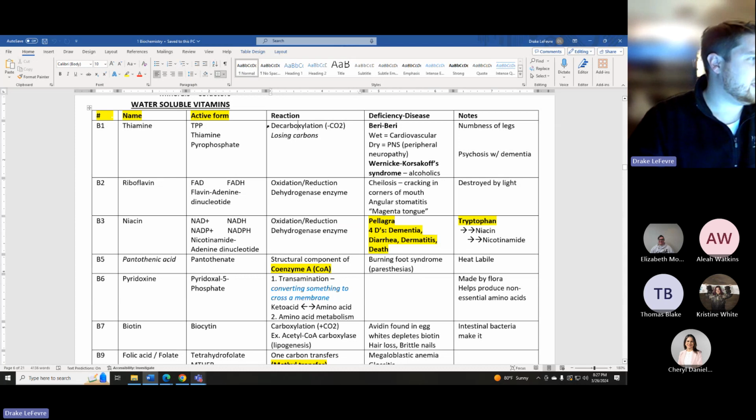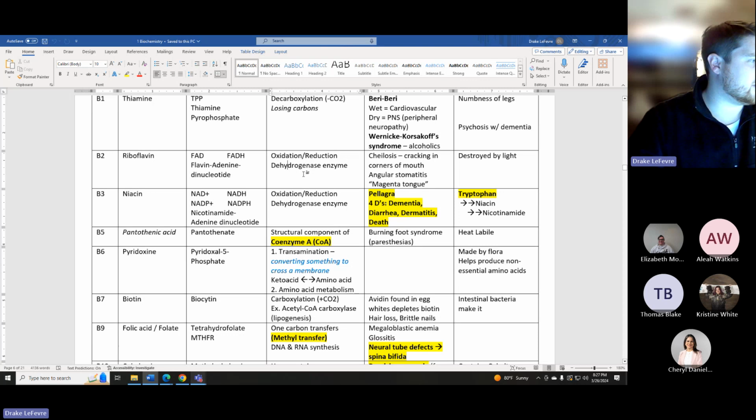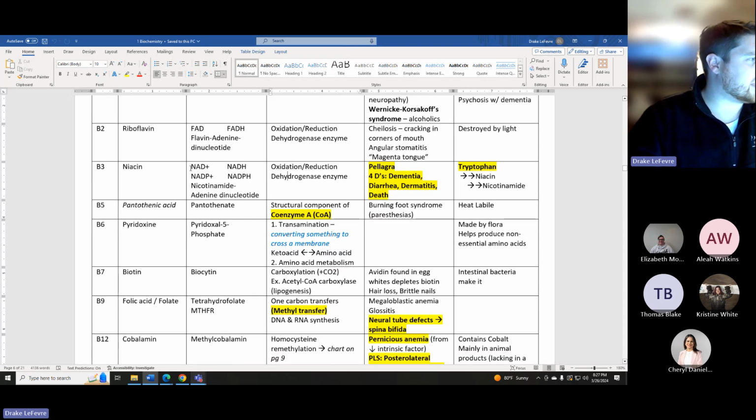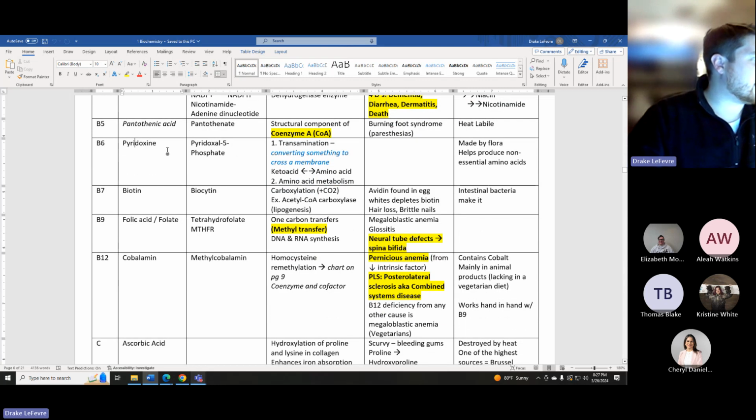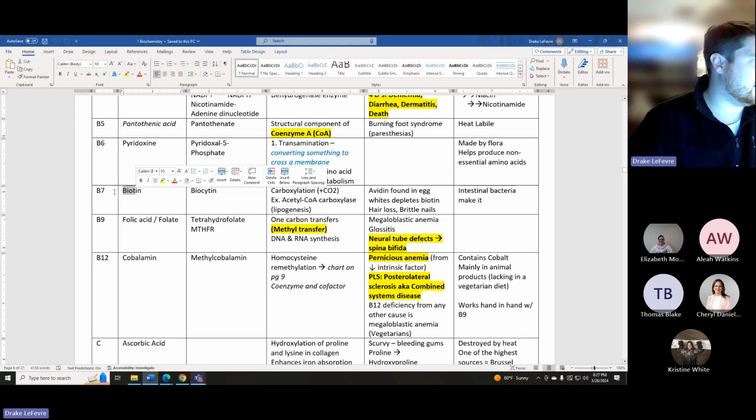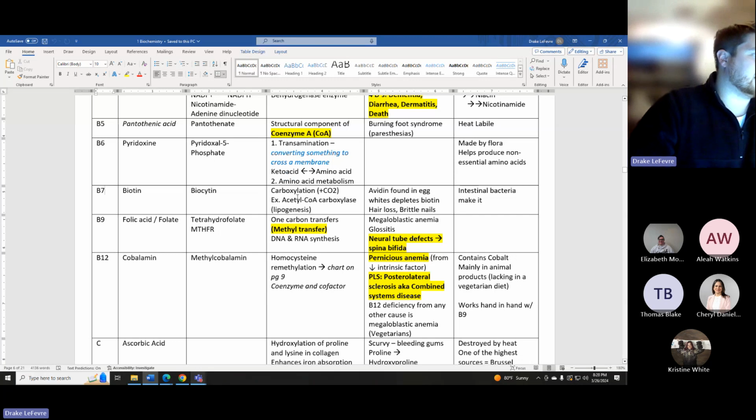So we look at B1, decarboxylation reactions, B2, oxidation and dehydrogenase, B3, oxidation and dehydrogenase. That's our NADH and our FAD, those guys. So that's our oxidation reduction, also the dehydrogenation. Pantothenic acid is part of coenzyme A. Pyridoxine or pyridoxal phosphate, which is seen in this question that we just got asked, is used for transamination and for amino acid metabolism. And then our beautiful biotin, also known as biocytin in its active form, but biotin, B7, does our carboxylation, for example, acetyl-CoA carboxylase, for these types of reactions.